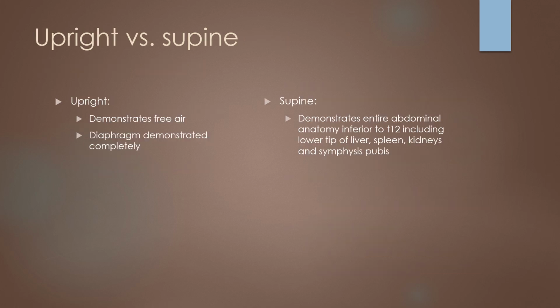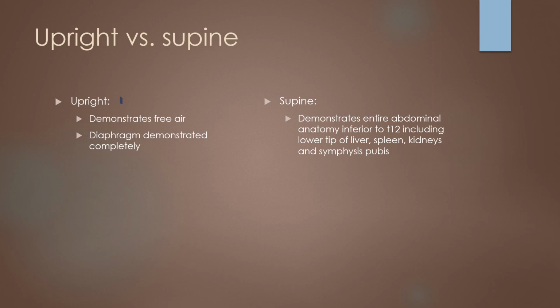Okay, upright versus supine, there's a role for both of these, and they're both very important. Anytime that we are looking for free air, which is always, we're going to have that patient upright. And we need to see the entire diaphragm. If you're doing an upright abdomen to look for free air, you have to see the diaphragm, but you can clip the pubic symphysis if you have to. Supine, we have to see the bladder, but you can clip the diaphragm if you have to.